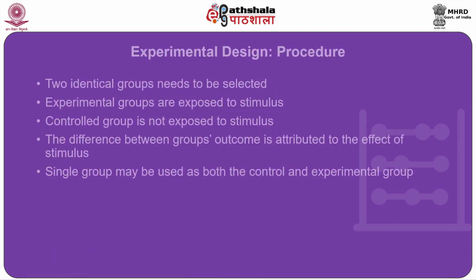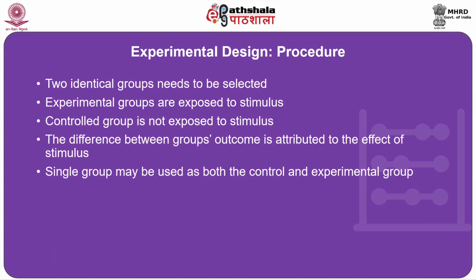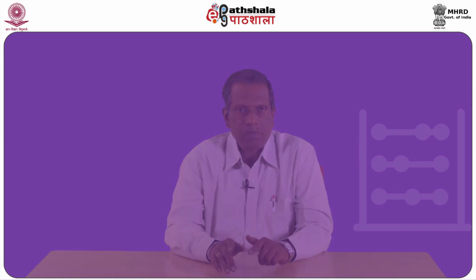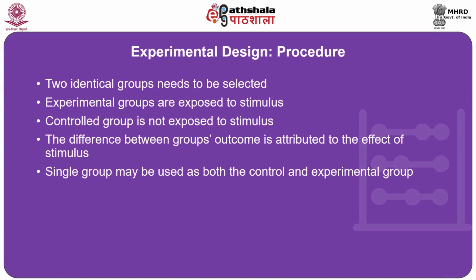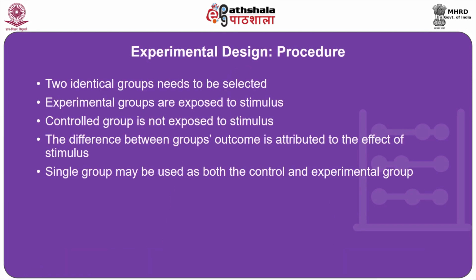Briefly about the procedure followed in experimental designs. Firstly, two identical groups need to be selected, namely a control group and an experimental group. These should be identical in terms of the characteristics of the phenomenon under study. The experimental group is exposed to an experimental variable or stimulus, otherwise called an intervention. The control group is not exposed to the experimental variable. The difference between the experimental and control groups' outcome is attributed to the effect of the experimental variable, that is, the stimulus or intervention. At times, a single group may be used as both the control and experimental group also.